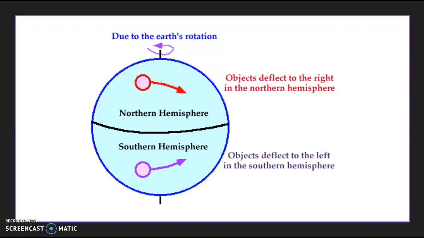As air moves from high to low pressure in the northern hemisphere, it is deflected to the right by the Coriolis effect. In the southern hemisphere, air moving from high to low pressure is deflected by the Coriolis effect also. So you can see that objects deflect to the left in the southern hemisphere, objects deflect to the right in the northern hemisphere, and that's due to Earth's rotation and the Coriolis effect.